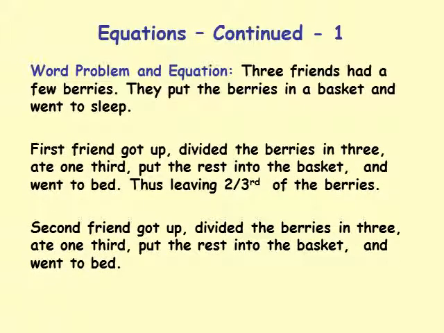Okay, let's start. The first friend got up, divided the berries in three, ate one third, put the rest into the basket, and went to bed. So what happened is he ate one third and put two-thirds of the berries back into the basket. After he was done eating, there were two-thirds of the berries in the basket. Second friend got up, divided the berries in three, ate one third, put the rest into the basket and went to bed. After the second friend was done eating, there were only two-thirds of the berries.